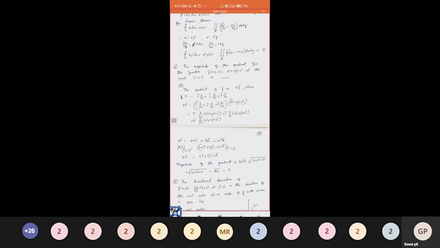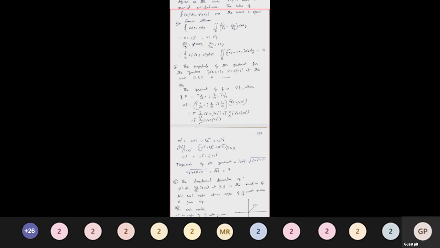Let us move to the fourth equation. The magnitude of the gradient for the function f of x comma y comma z equals x square plus 3y square plus z cube at the point 1 comma 1 comma 1 is what? So in this problem, we are going to find the magnitude of the gradient for the given surface. So what is the surface given? It is f of x comma y comma z equals x square plus 3y square plus z cube.